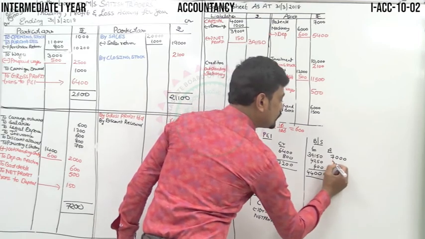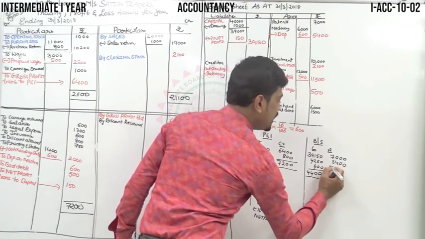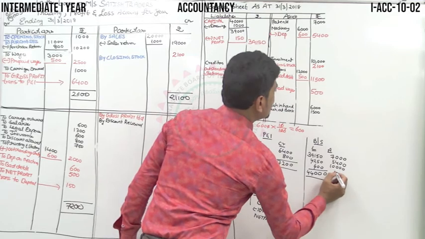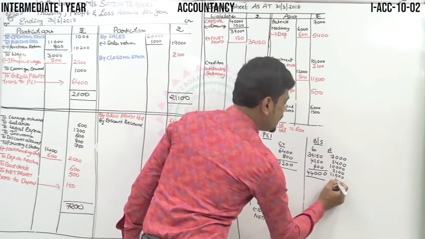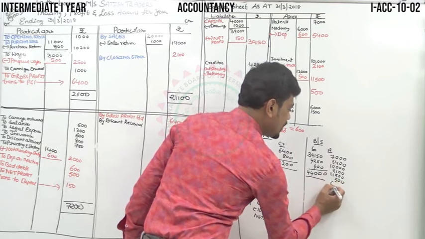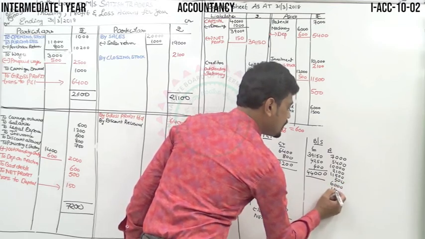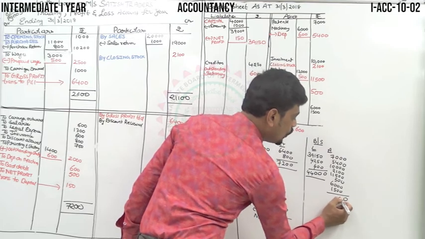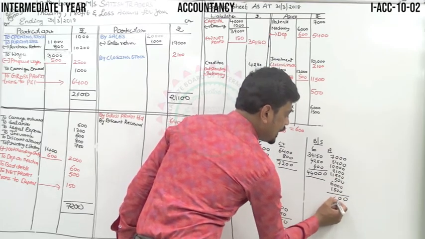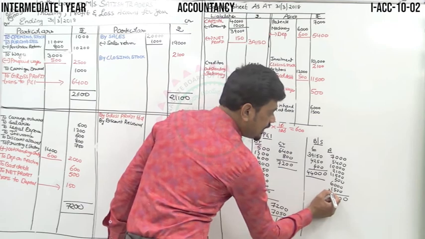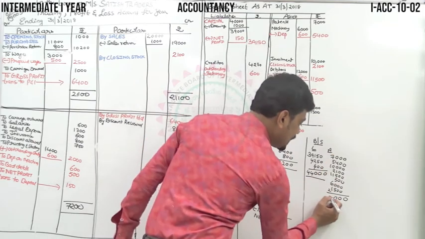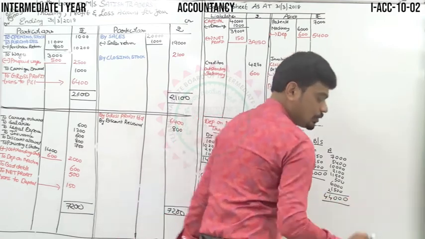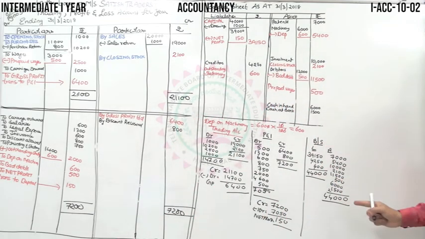7,000, 5,400, 10,000, 2,100, 11,500, 500, 6,000, 1,500. The total is 44,000. You can see 44 on both the sides. Means your balance sheet is tallied.